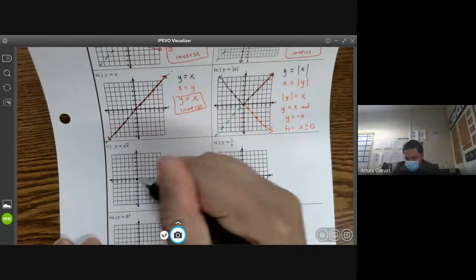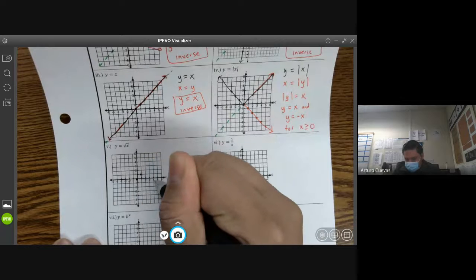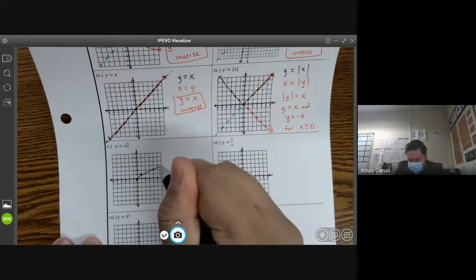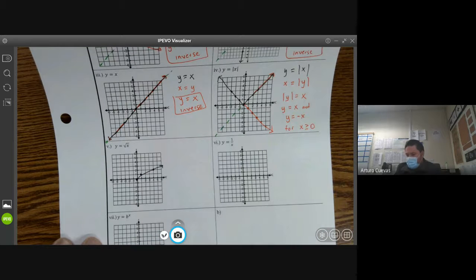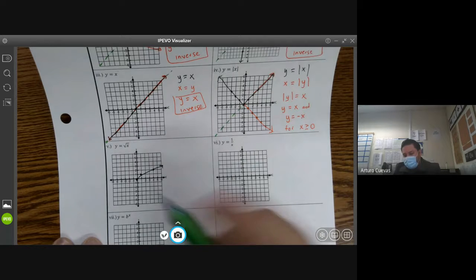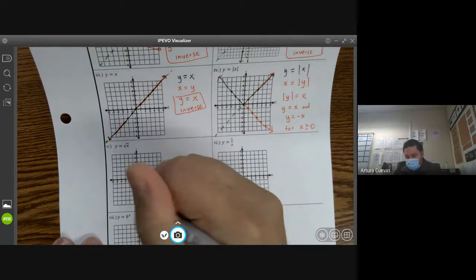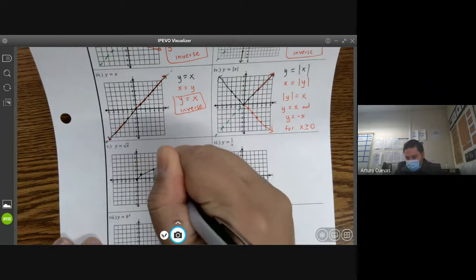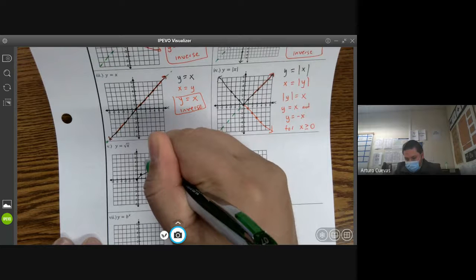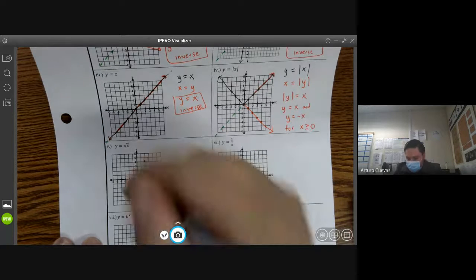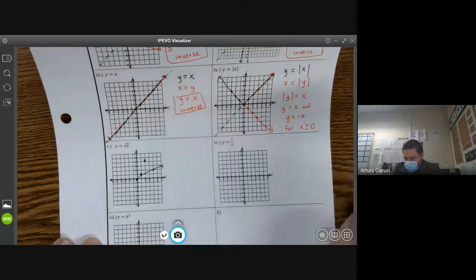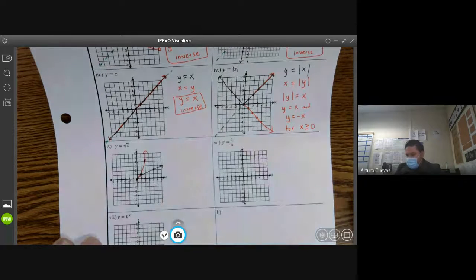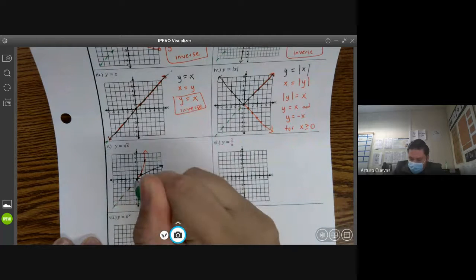0, 0, 1, 1, 4, 2, right? This is the square root of x. So the inverse should be, tell me the points, 0, 0, 1, 1, and instead of 4, 2, 2, 4. Oops, I need to do this in red, sorry. 2, 4. So the inverse looks like this. Okay, the line of symmetry is right here.